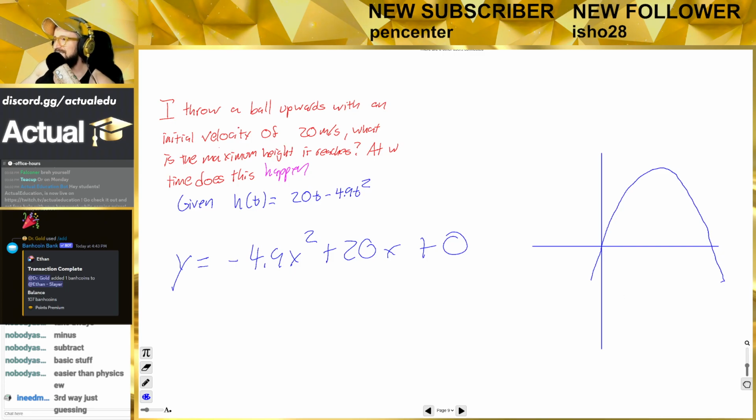Third way is just guessing. You could just guess, I guess, but you don't actually have to guess. This is the equation of a parabola. What do we know about a parabola? What is this point right here in a parabola called? It starts with a V. Highest point. Yeah, but what is it called?